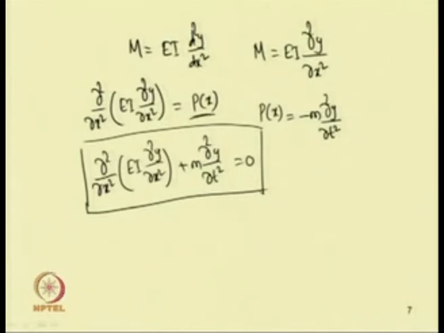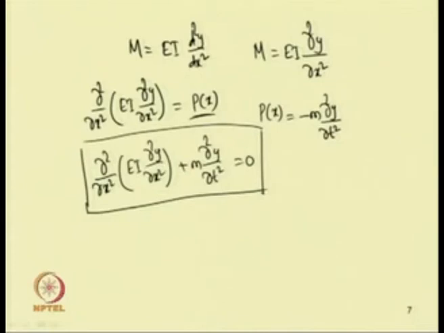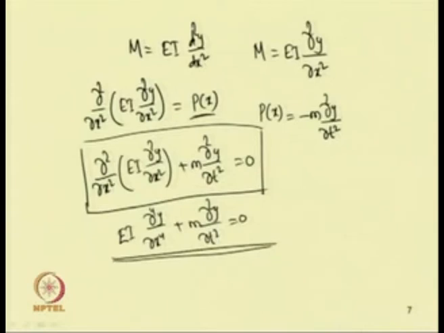So, here if the EI term, that is the product of Young's modulus and moment of inertia, which is known as the flexural rigidity of the system, is changing, then one can write this equation in this form, but if it is constant, then this equation can be reduced to this form. So, it is EI ∂⁴y/∂x⁴ plus m ∂²y/∂t² equal to 0. So, this is the Euler-Bernoulli beam equation one can obtain.